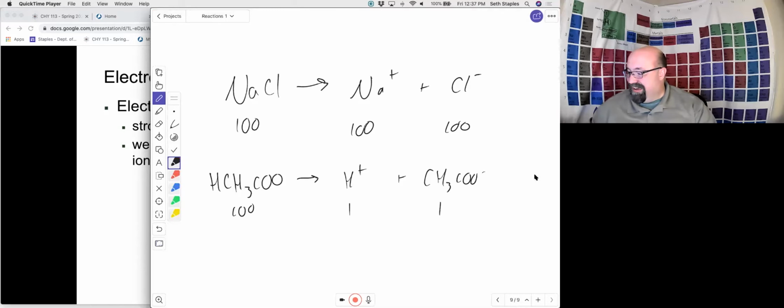The other 99 are going to remain as the molecular compound still bound together. We'll talk about the distinction there, and how we tell the difference between something that would be strong and something that would be weak, in a little bit. I will say for the most part that any substance that you recognize as ionic, any substance made up of a metal and a non-metal or a polyatomic ion, is going to be a strong electrolyte.